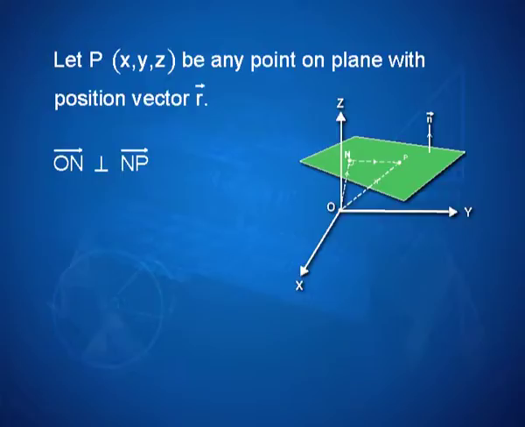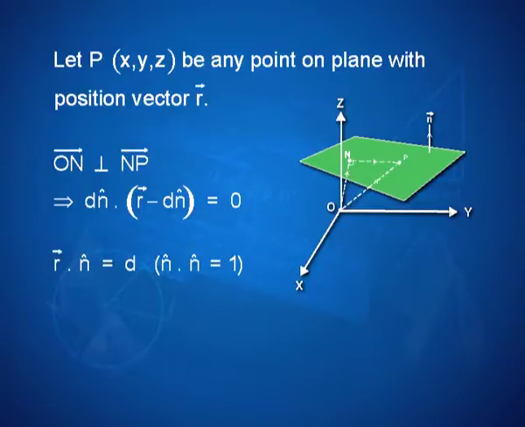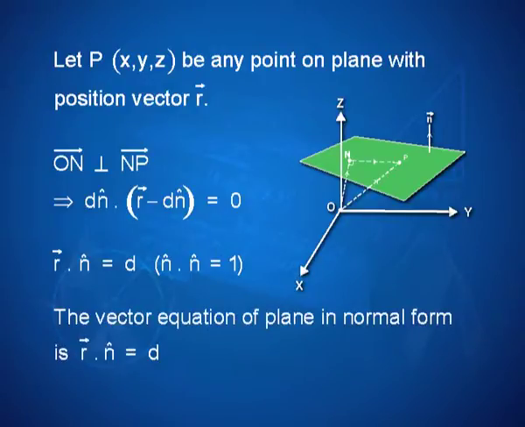If I take P to be any point on this plane with position vector r, then I know that the vector ON, which is perpendicular to the plane, will also be perpendicular to the vector NP that is contained in the plane. And therefore, the dot product condition, that is the dot product of these two vectors equal to 0, must be satisfied. So, you do get d n cap dot (r vector minus d n cap) equal to 0. As we simplify this, I get r dot n cap equal to d, and this is what is known as the vector equation of plane in normal form.